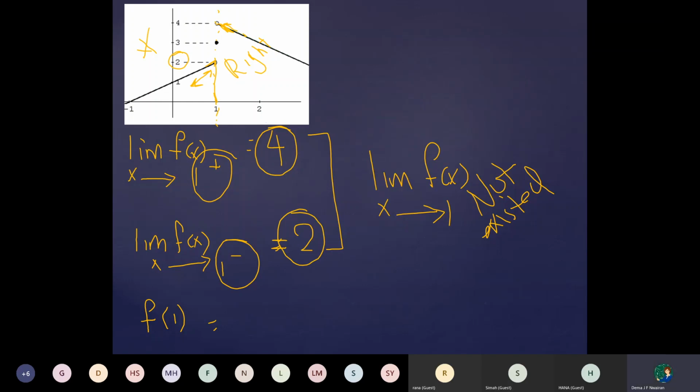Now, f of 1. Where's the closed point? The closed point is on the function. Here, did we have a black point or closed point? Yes, it is this one. So f of 1 is 3.